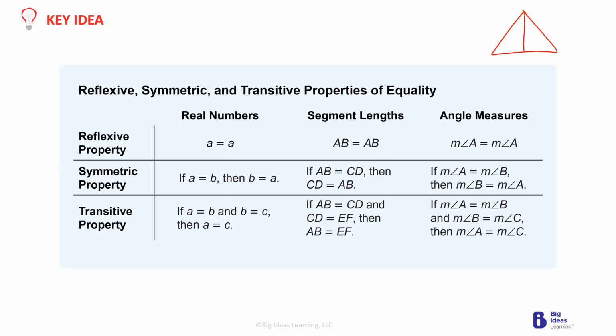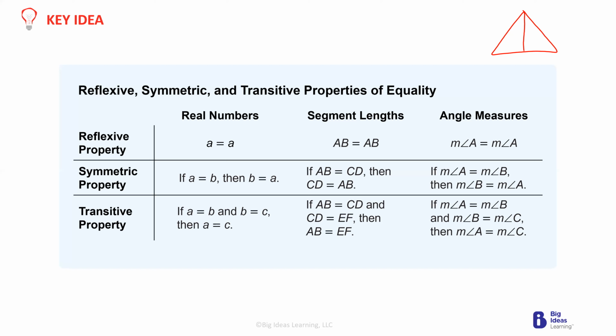And then finally, transitive property. Transitive property and substitution go hand in hand. In fact, sometimes you could use substitution or transitive property. Transitive property specifically says, though, if you have two values equal to the same thing, then they are equal to each other. So A is equal to B and B is equal to C, then A is equal to C. Same thing here. If we know that the length AB is equal to the length CD, and the length CD is equal to the length EF, then we can say that length AB is equal to length EF.